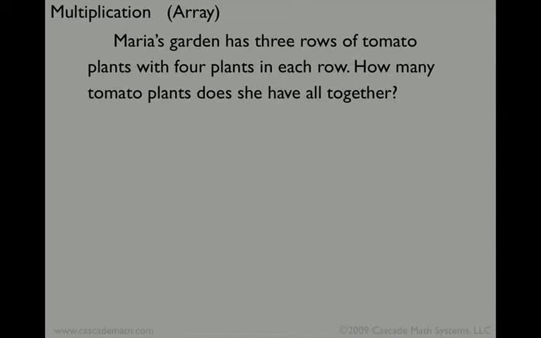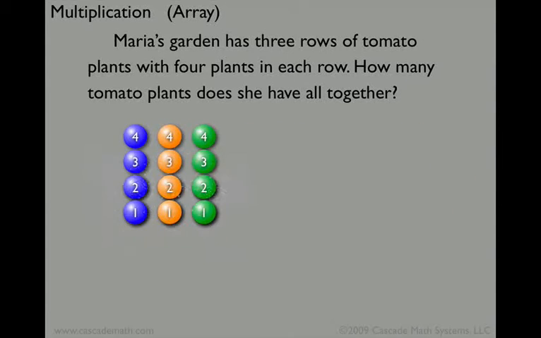I'm going to use 4 balls to represent the number of tomato plants in each row. And since there are 3 rows, I'm going to have 3 sets of 4. Your teacher will now pause the movie and restart it when you are finished. Be sure to raise your hand if you need help. Remember to write your answer in a complete sentence after you find your answer.